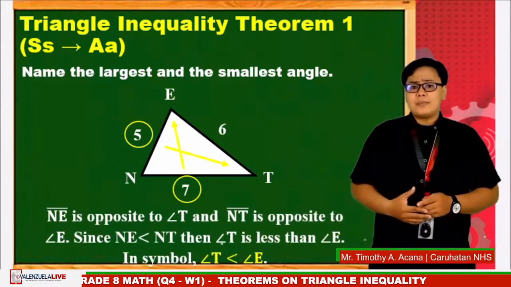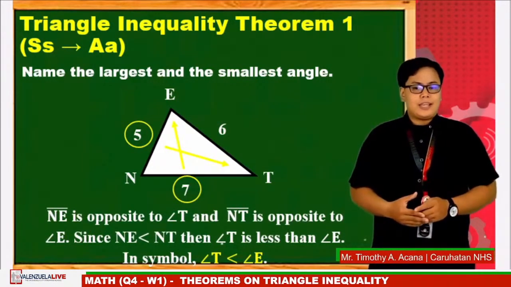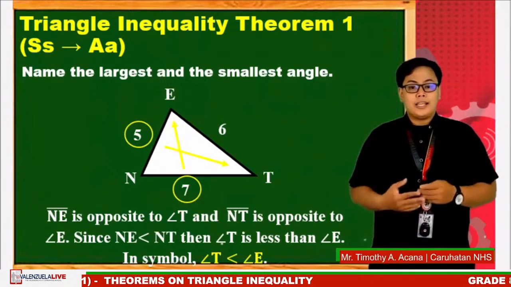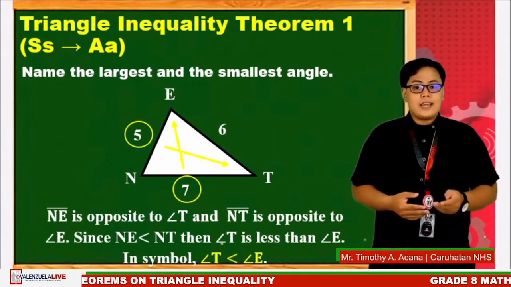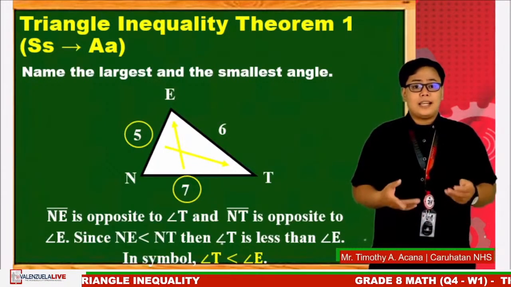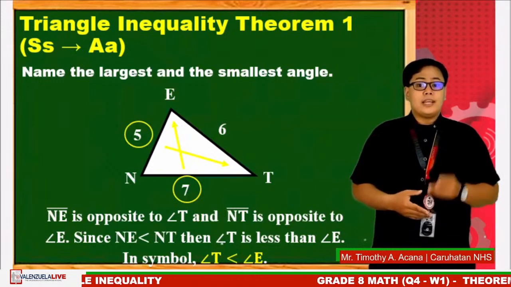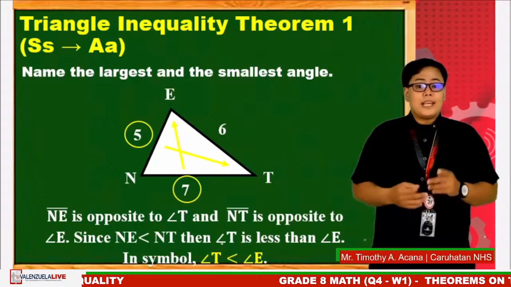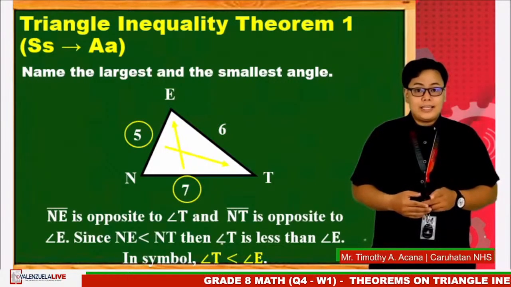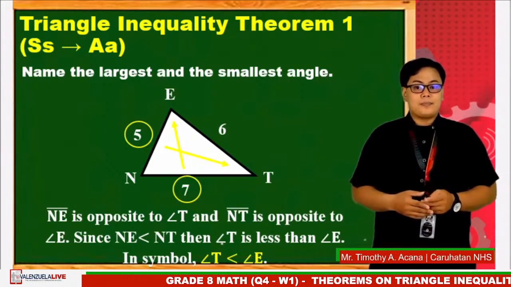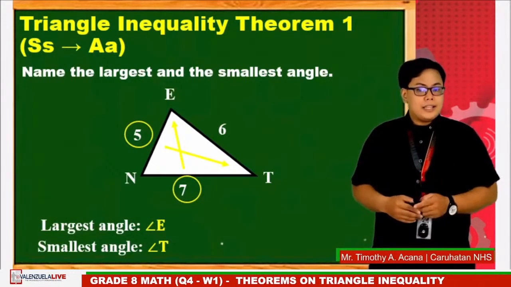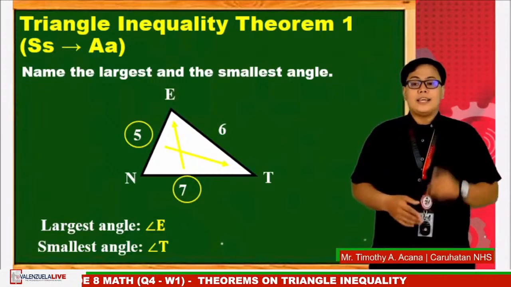Side NE is opposite to angle P, and side NT is opposite to angle E. Since the length of side NE is less than the length of side NT, then angle P is less than angle E, or in symbol, we have angle P is less than angle E. Therefore, the largest angle is angle E and the smallest angle is angle P.